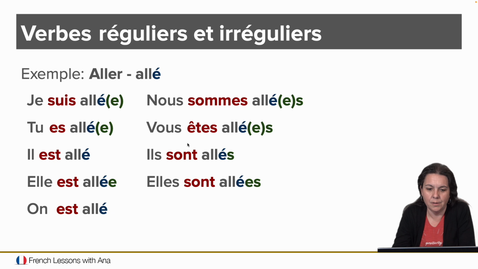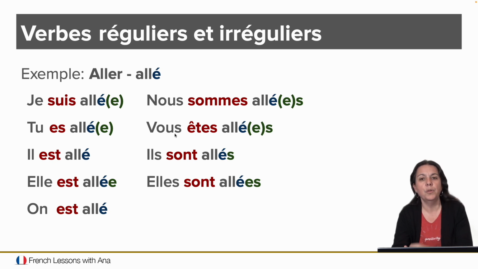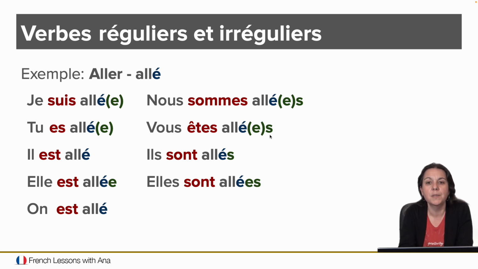Vous êtes, so you do the liaison there. Vous êtes allés. I don't know who this vous is. I'm going to put it in e. I know it's plural. I'm putting an s. Now, with vous, I didn't include it here, but it is possible to see the s in brackets.